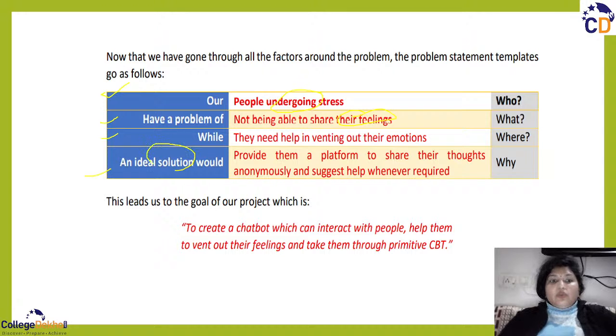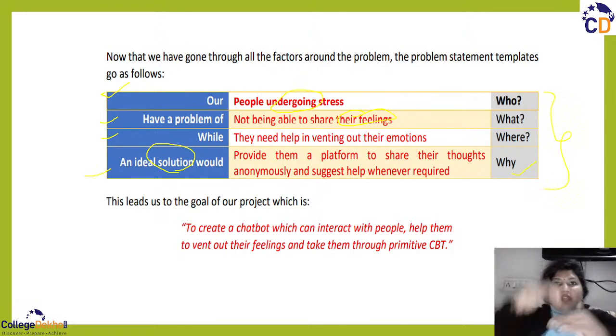I told you about the ideal solution, where we are applying the why part. Why is not talking about why this problem is arising; it is talking about giving an ideal solution to the problem. So this is the 4W canvas in the AI project cycle, which talks about everything, starting from what the problem is to how you are going to end it, and what your proposed solution is: provide them a platform to share their thoughts anonymously and suggest help whenever required.